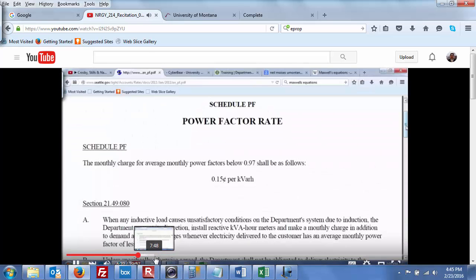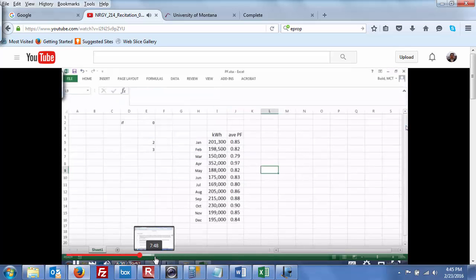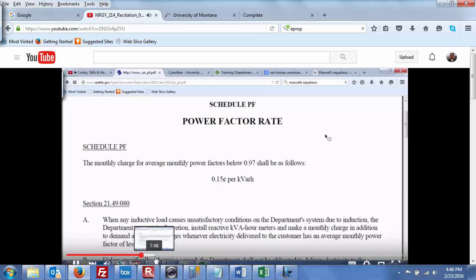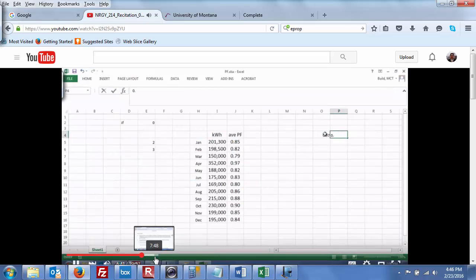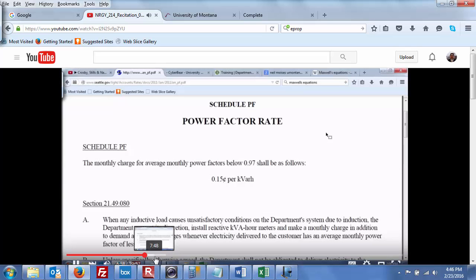Power factor average below 0.97 shall be as follows. So the number is 0.97, and the rate is 15 cents, 0.15, right? So this is, I'm just going to watch this for a second. Power factor, and this is rate, and this is in dollars per kilovolts.